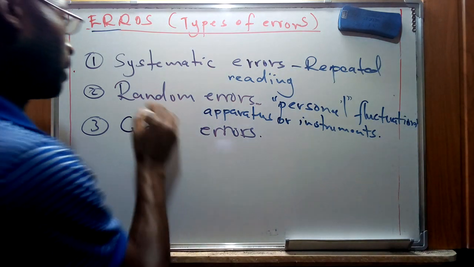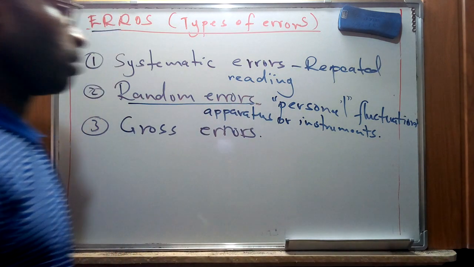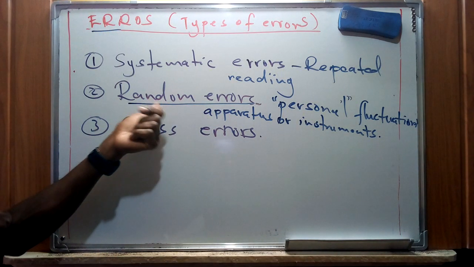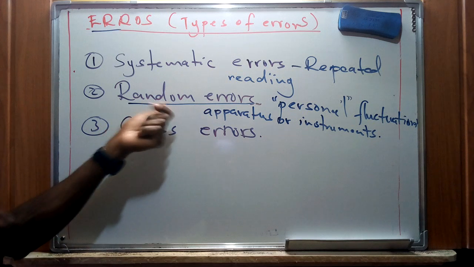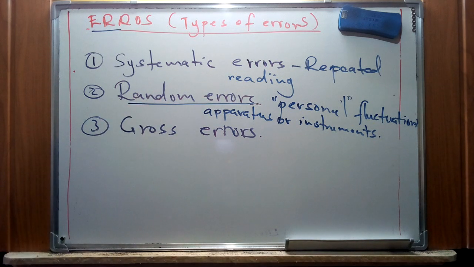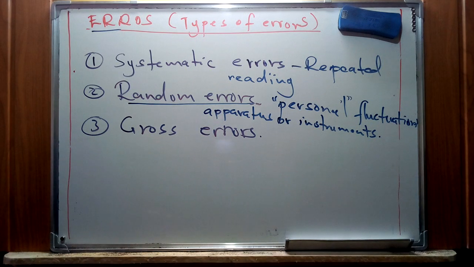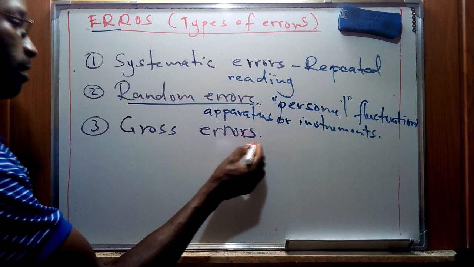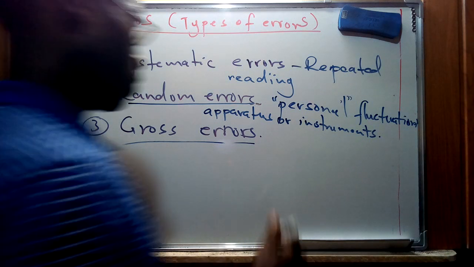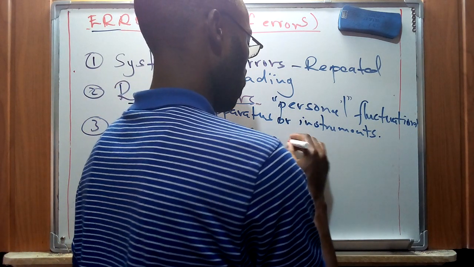In some cases, we're going to see instances where issues like friction are involved, which will result in this specific kind of errors that we refer to as random errors. Thirdly, we're going to look at the concept of gross errors. Roughly, we can say that these are errors that are caused by apparatus or instruments due to their makeup or construction.